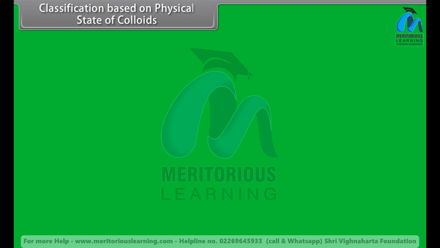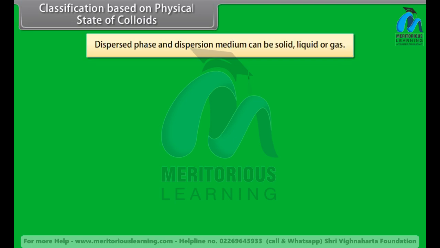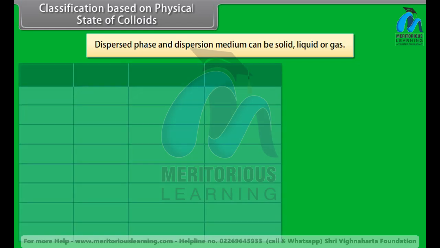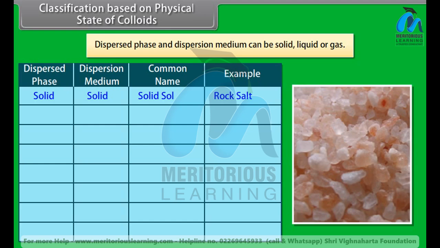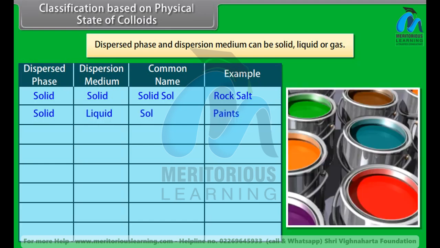Classification based on physical state of colloids. Dispersed phase and dispersion medium can be solid, liquid, or gas. Therefore, 8 types of colloidal systems are possible depending upon the physical state of the dispersed phase and the dispersion medium. Rock salt is an example of solid sol. Paint is an example of sol.